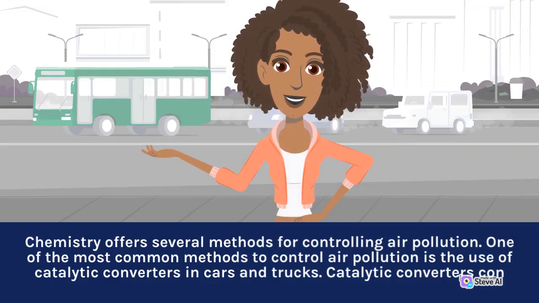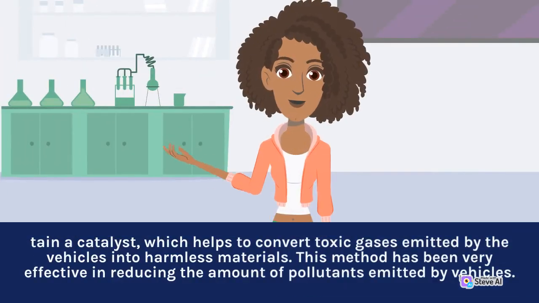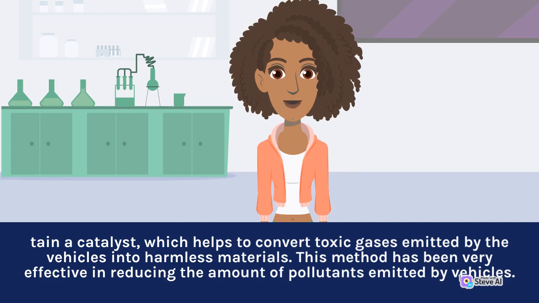Chemistry offers several methods for controlling air pollution. One of the most common methods to control air pollution is the use of catalytic converters in cars and trucks. Catalytic converters contain a catalyst, which helps to convert toxic gases emitted by the vehicles into harmless materials. This method has been very effective in reducing the amount of pollutants emitted by vehicles.